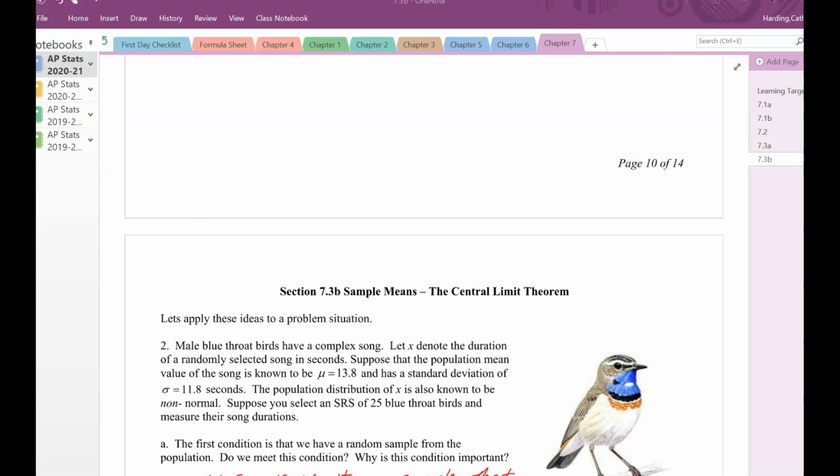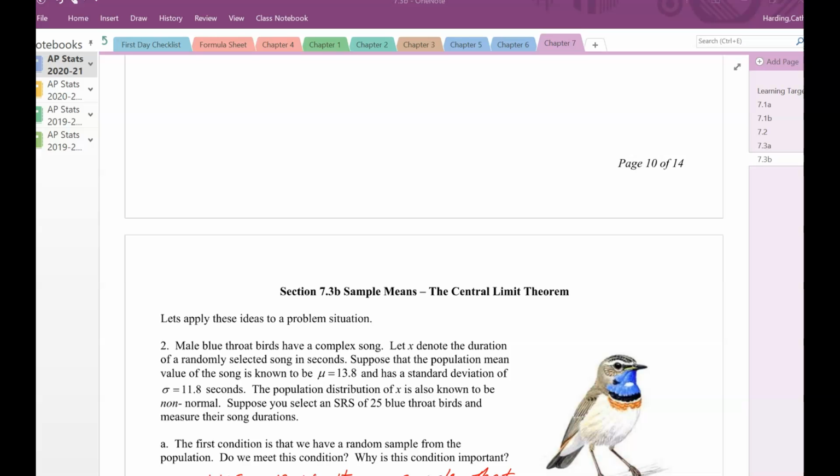Okay, let's pull all this together and look at how it might apply to an actual scenario. In question 2, it says male blue throat birds have a complex song. Let X denote the duration of a randomly selected song in seconds. Suppose that the population mean of the song is known to be 13.8 and has a standard deviation of 11.8 seconds. The population distribution of X is also known to be non-normal. It's important to note. Suppose you select an SRS of 25 blue throat birds and measure their song durations.